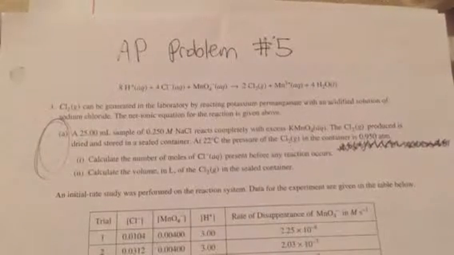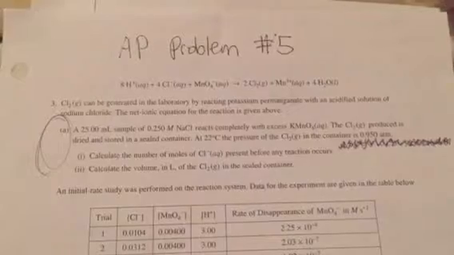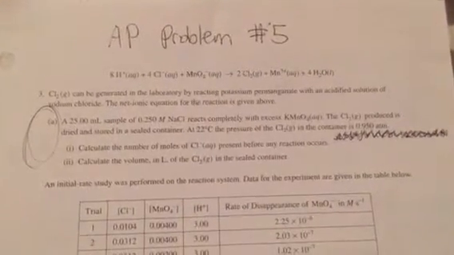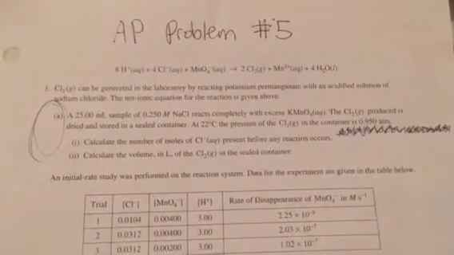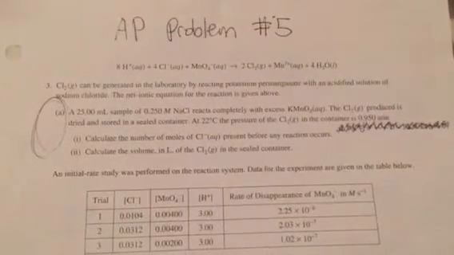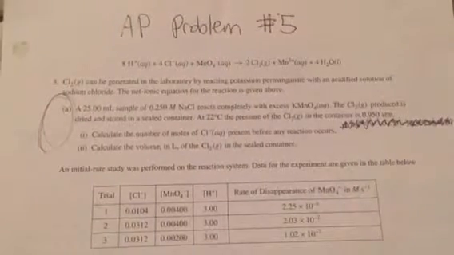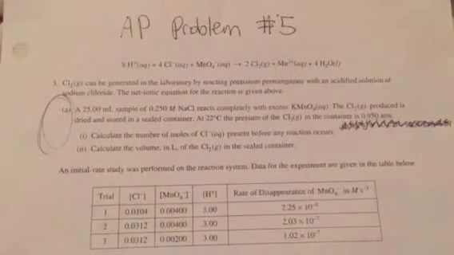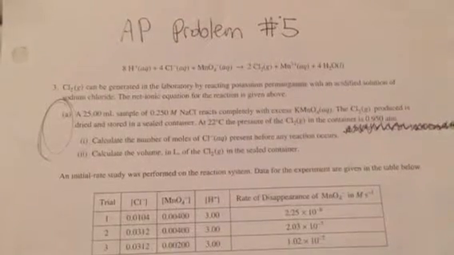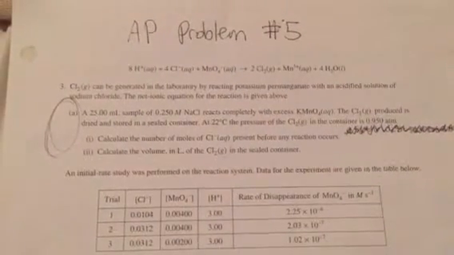0.25 molarity NaCl, and that's reacting completely with excess KMnO4. The Cl2 produced is dried and stored in a sealed container, and at 22 degrees Celsius the pressure of the Cl2 in the container is 0.950 atm. So for the first part we had to calculate the number of moles of Cl- present before any reaction occurs.